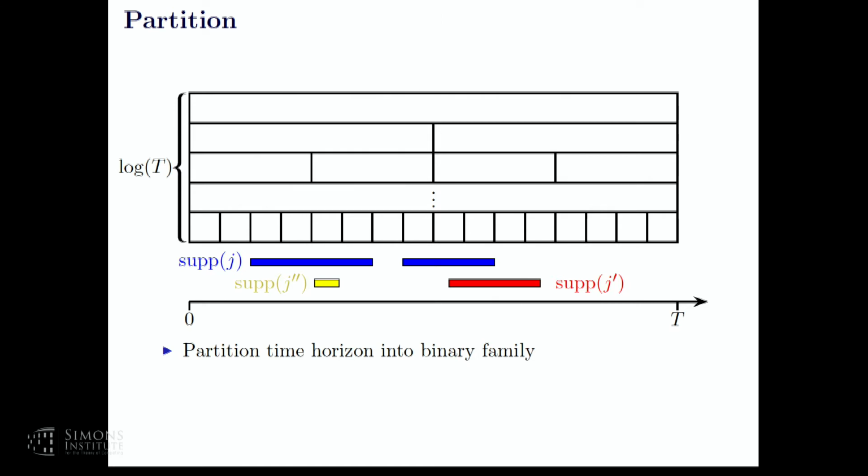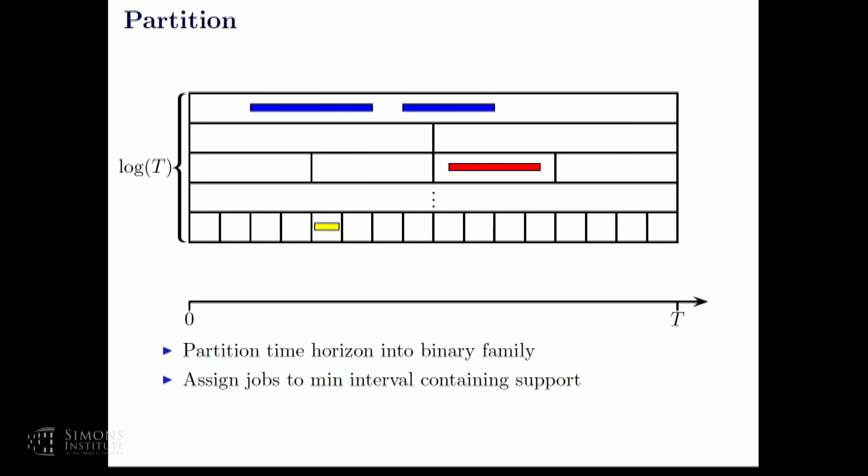And now we imagine the following. For the time being, we assign the jobs to the smallest interval in our binary family where the whole support fits. And what our algorithm is going to do is then, if the whole support was in one of the intervals in that binary family, then our algorithm is going to schedule that job somewhere here, somewhere in that interval.